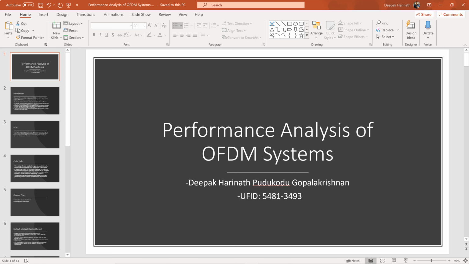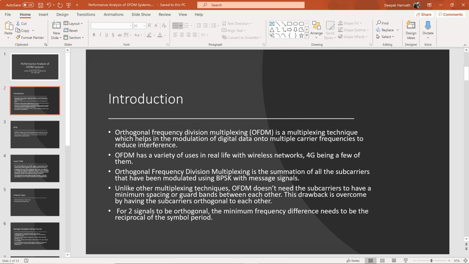So the first question is, what is an OFDM system? OFDM stands for Orthogonal Frequency Division Multiplexing, and it is a multiplexing technique which helps in the modulation of digital data onto multiple carrier frequencies. OFDM has a variety of uses in real-life applications, including wireless networks and 4G.